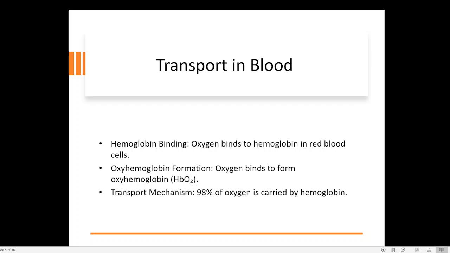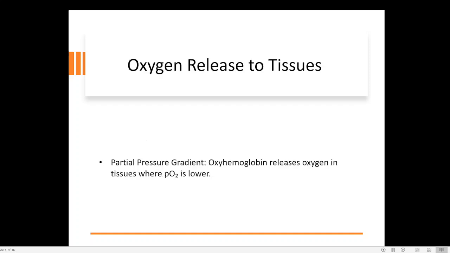See here, you can see that 98% of your oxygen is actually carried by your blood, or carried by your body through this mechanism. Then here you can see that when the oxygenated hemoglobin or blood is reaching the cells, in the cells there is a lower pressure or lower concentration of oxygen, whereas in the blood there is a higher concentration of oxygen, or we say a difference in partial pressure.